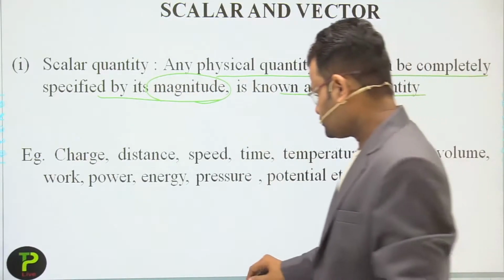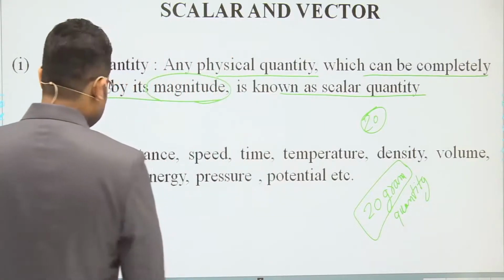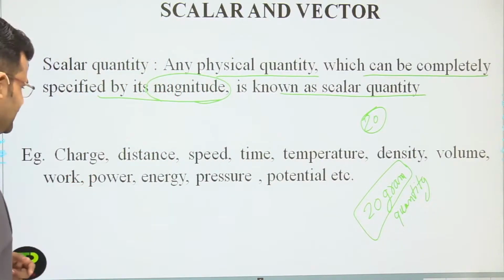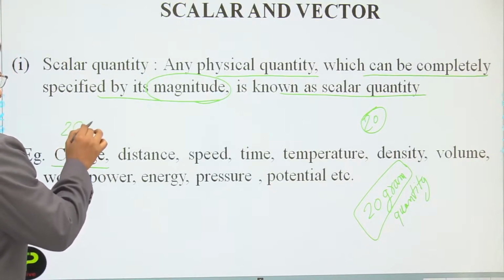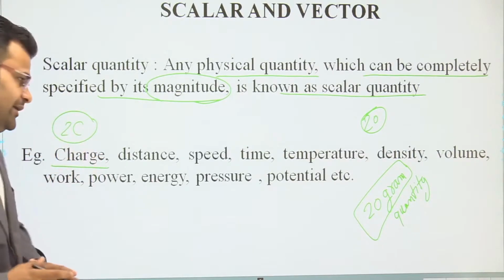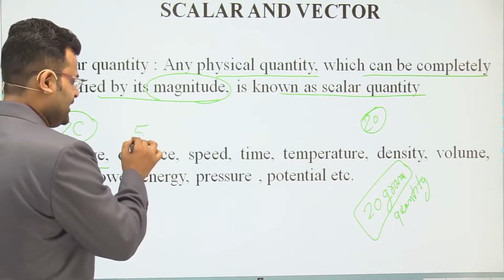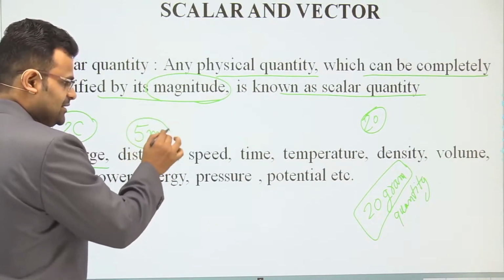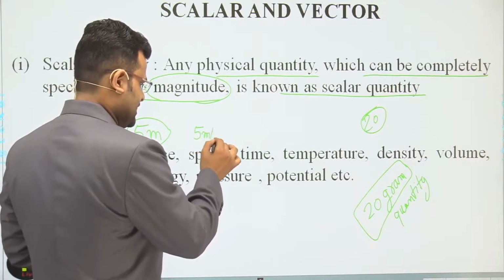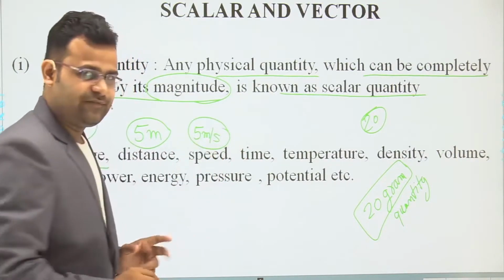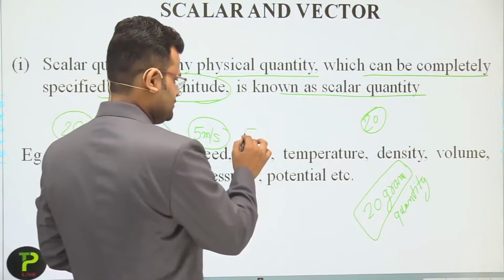Just like charge, which we studied in 10th standard. The unit of charge is the coulomb. If someone says 2 coulomb charge, yes, it is a perfect answer. If someone says 5 meter distance, yes, 5 meter distance is complete. Speed, 5 meter per second, yes, it is a specified quantity. Time, 5 seconds.